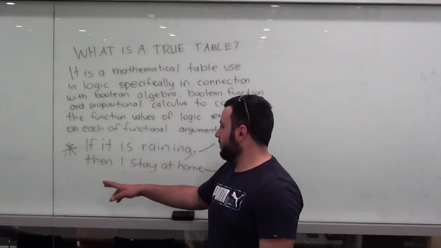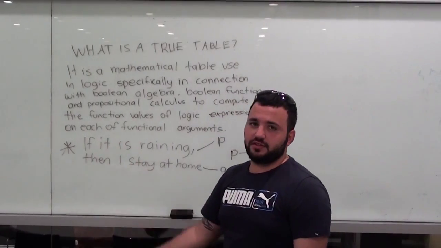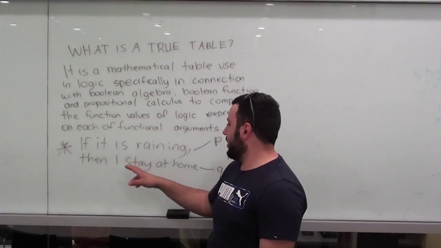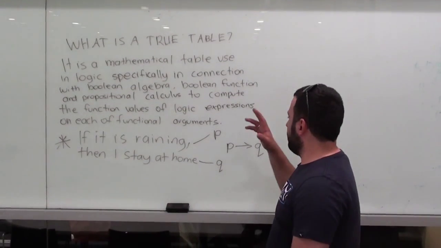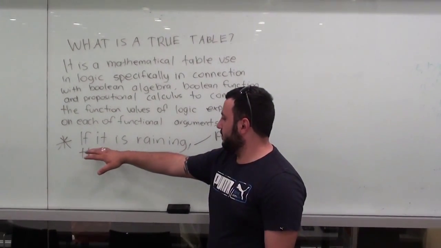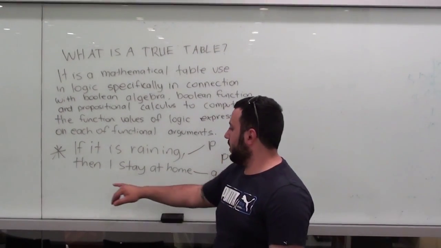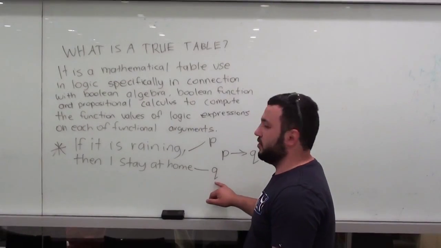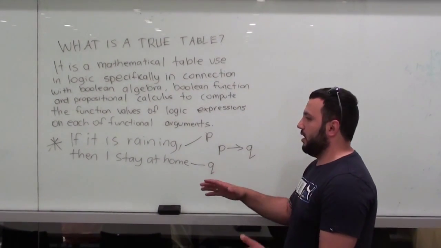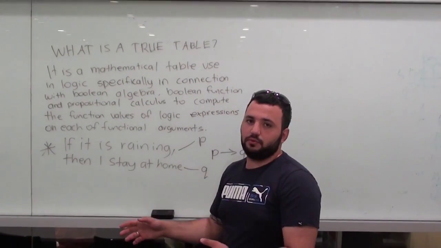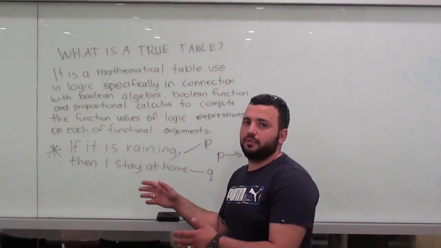How would we use it? We just use two sentences. For example, if it's raining, then I'll stay at home. We can specify "it's raining" as a proposition P, and "I'll stay at home" as Q. And then we will say P implies Q. And we can do a truth table based on P implies Q.